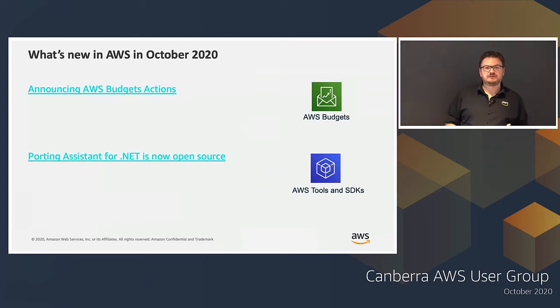Next, the Porting Assistant for .NET has now been open sourced. A few months ago, we made an announcement around the AWS Porting Assistant for .NET applications. What this is designed to do is analyze your full .NET applications and help you visualize and understand how you could migrate that to .NET Core and run it on Linux instances. This helps you do things like scanning for dependencies and identifying where dependencies can migrate to .NET Core and where they can't, so that you can start to quantify the effort involved in that migration.